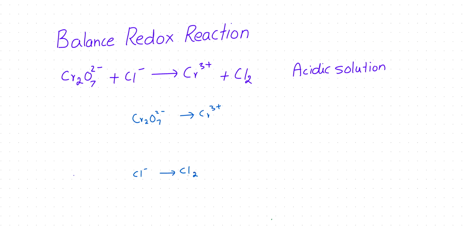So first we balance atoms other than oxygen and hydrogen. So there are two chromiums here and one chromium here. So for that we write here 2 chromium. Now we have 2 chromium on the left side, 2 chromium on the right side, but here we have 7 oxygens on the left side. So to add oxygen, we add water molecules. We want 7 oxygen, so we add 7 water molecules. 1 water gives 1 oxygen, so 7 water will give 7 oxygen atoms.